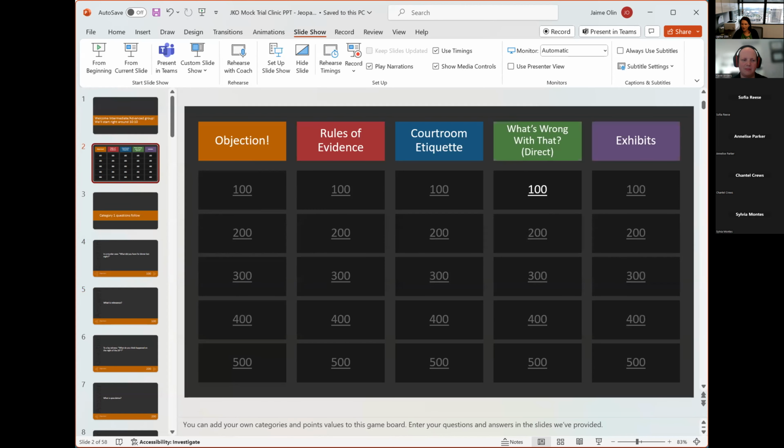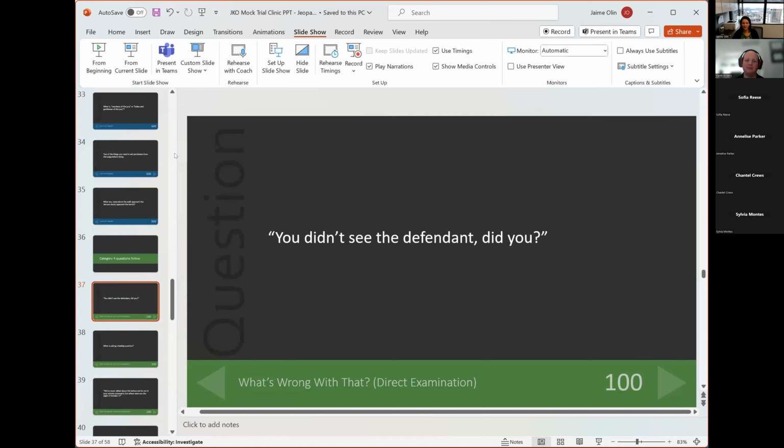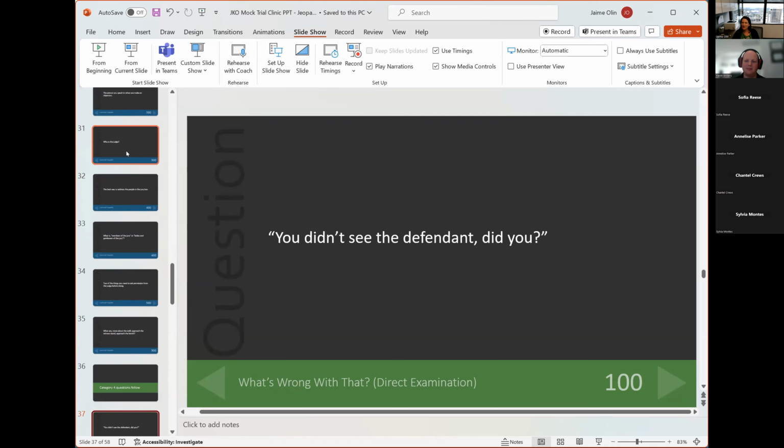All right, Lawson, there is one clue left, so I'm going to assume that that's the one you want, and that is what's wrong with that direct examination. You didn't see the defendant, did you? What's wrong with this type of question? And we're talking about direct examination. We'll go with Avni Verma.